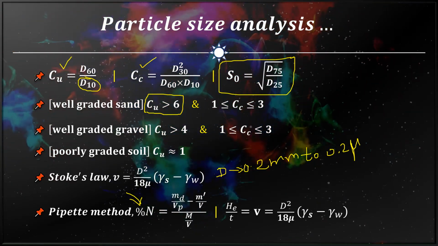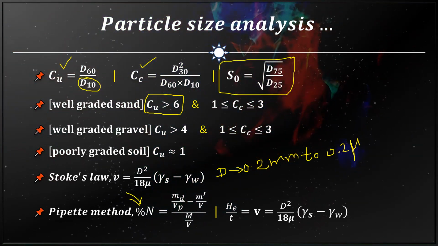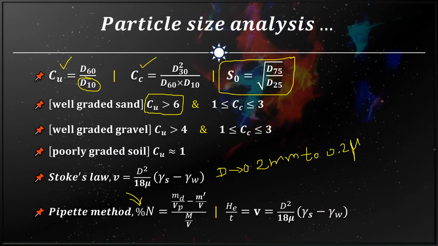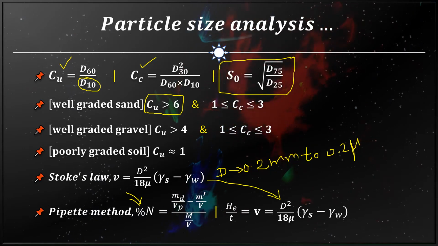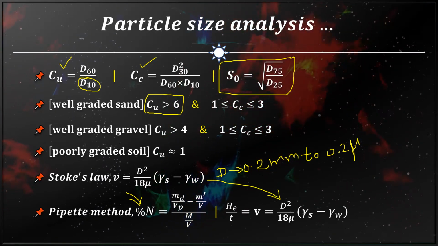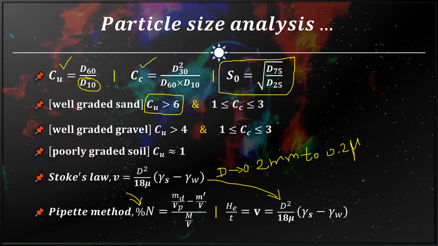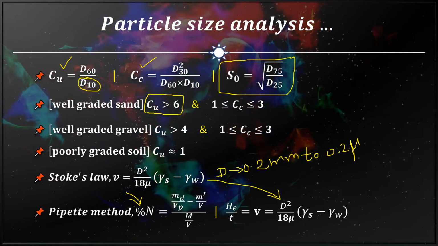And next, He by t. He by t is equal to V, which is nothing but the terminal velocity taken from Stokes law, d square by 18 nu into gamma s minus gamma w. These are some important things regarding particle size analysis.